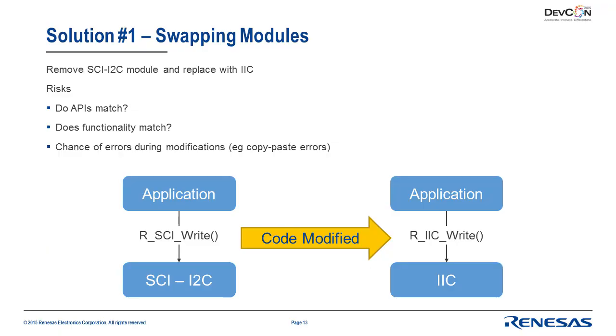And of course, there's some risk associated with that. Do the APIs match? Different developers may have done this. There's no guarantee these APIs match. So maybe some of the arguments needed for one of them is not provided or not in scope, so it's not easy to just do a search and replace. More importantly, does the functionality match?